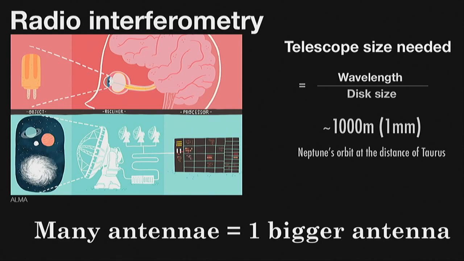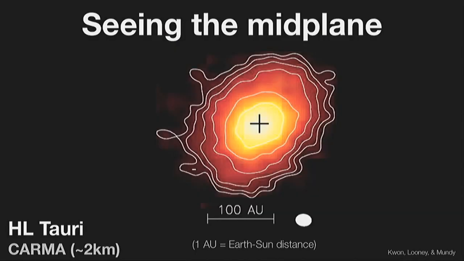So if you wanted to see something about the size of Neptune's orbit, about 30 AU, and you were looking in the millimeter, say 1 millimeter, you would need a telescope that was 1 kilometer in diameter. While humans are pretty good at engineering things, that's kind of hard to build. But if you combine a bunch of smaller telescopes, you can actually simulate that kilometer-sized telescope in the millimeter. And so this is something people have done, and it's not a new technique.